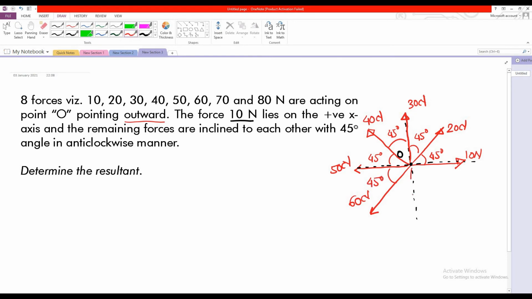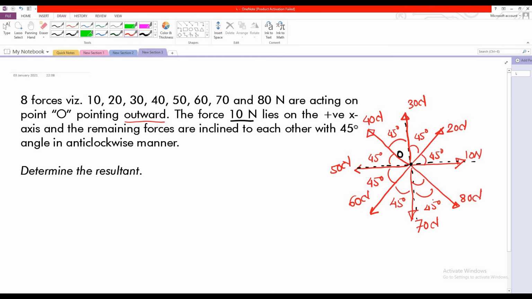Then this is going to be the 70 Newton force. Okay, and finally this 80 Newton force. Now let's check if the statement that was provided in the problem is being correctly portrayed in our diagram or not. See, 8 forces are there. Yes, 8 forces are there. Their magnitudes are 10 to 80. Yes, we drew 8 forces on the diagram.